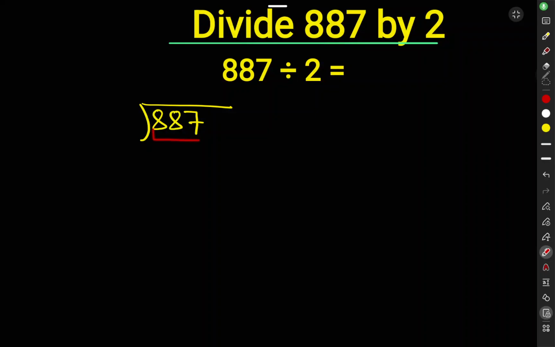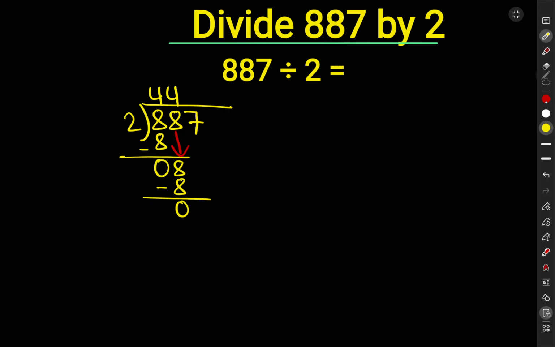Divide 887 by 2 in the long division method. So 2 times 4 is 8. On subtracting we get 0. So now we put down this 8 and 2 times 4 is 8. On subtracting we get 0.